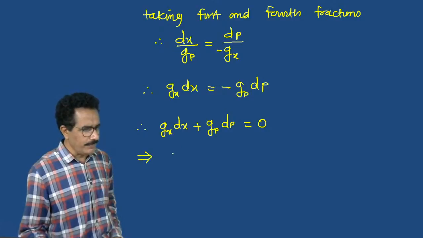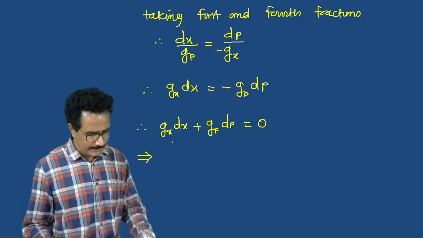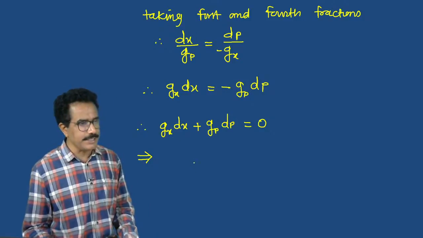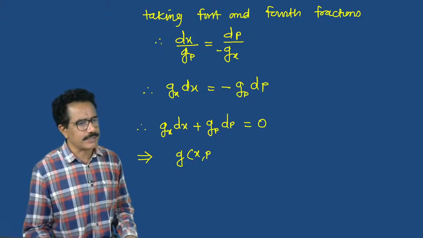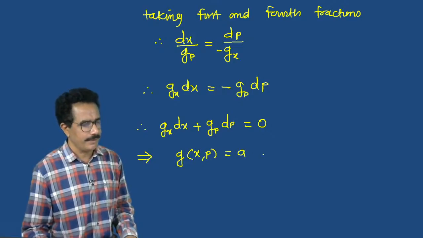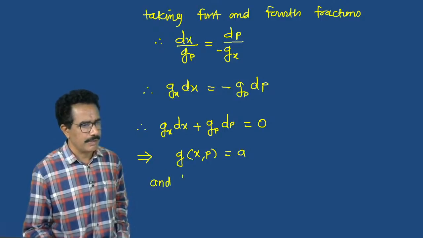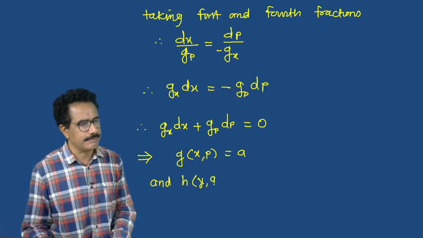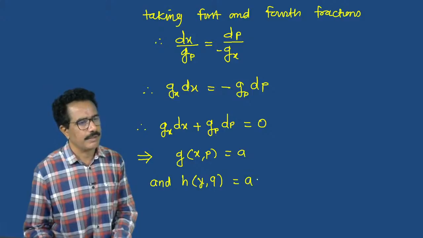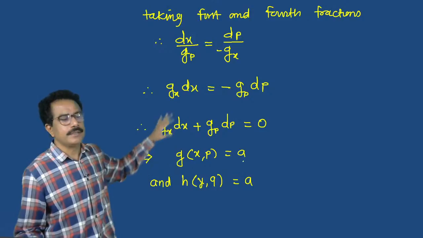So now we can write it like this. This implies that g is a function of x comma p, which is a, and h is a function of y comma q, which will be a. In this way we can write the solution.